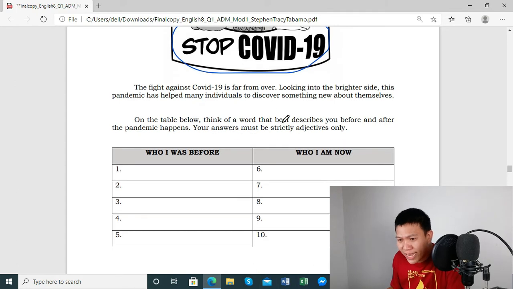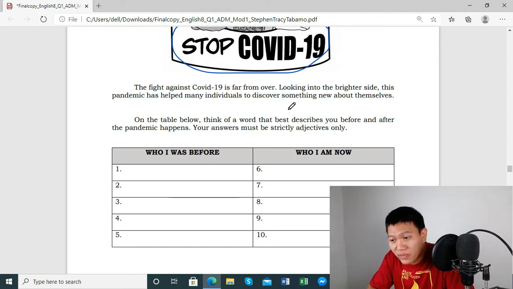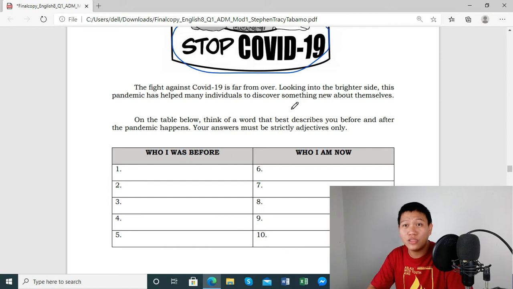So looking into the brighter side, this pandemic has helped many individuals to discover something new about themselves. So hindi lang negative ang naidulot ng COVID sa atin. May mga naibigay din siyang tulong sa atin. Katulad ng dahil sa pagka-lockdown natin, dahil sa pagka-quarantine natin, we discovered many talents that we never thought that we have. Example, long time ago, you do not dance, takot kang sumayaw. But because of COVID, naiinip ka, na-discover mo ang talent mo in dancing through TikTok. Right? Na-develop mo ang talent mo sa dancing.